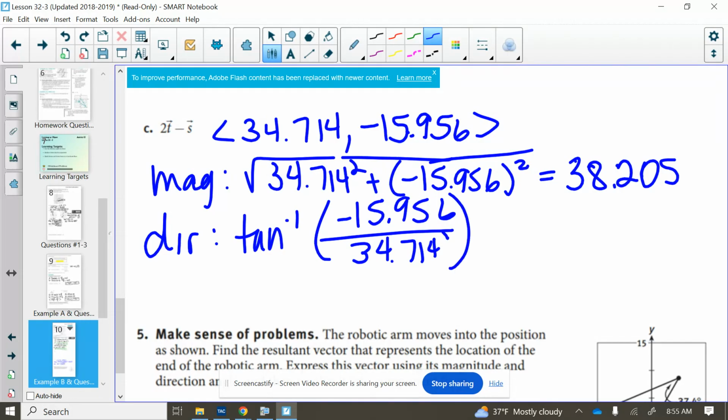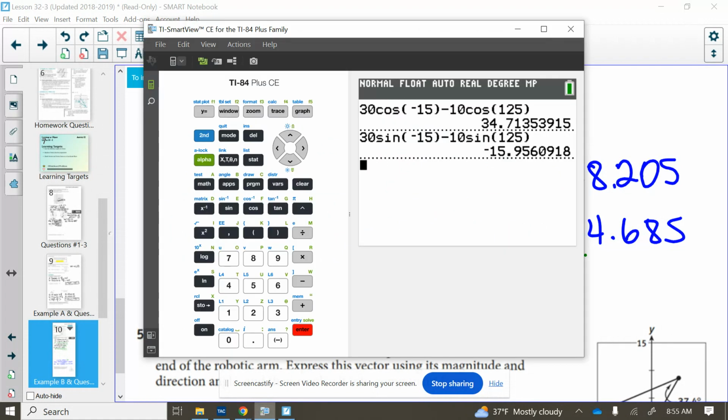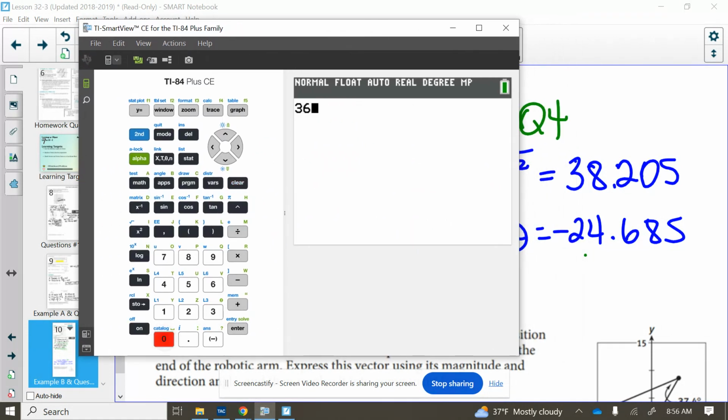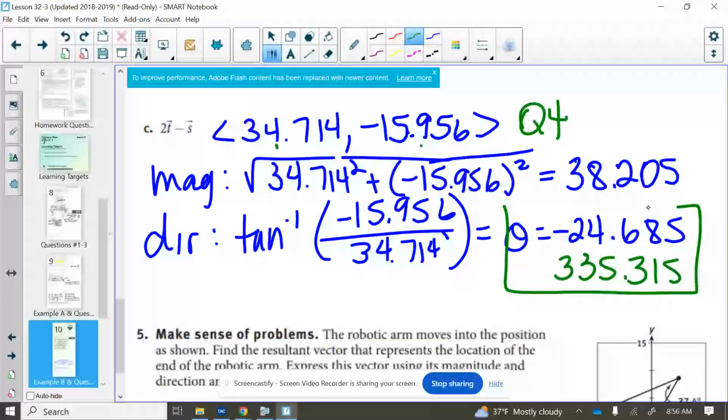Now in this case, you want to be careful. Theta is going to pop out to be a negative number. And that makes sense, right? This is a quadrant 4 value because you went to the right and down. So this could work. Or sometimes we like the between 0 and 360 version. So we would take 360 minus that, which is also the exact same thing as saying 335.315. Officially, it just depends on if they want you between 0 and 360. That could work, though.